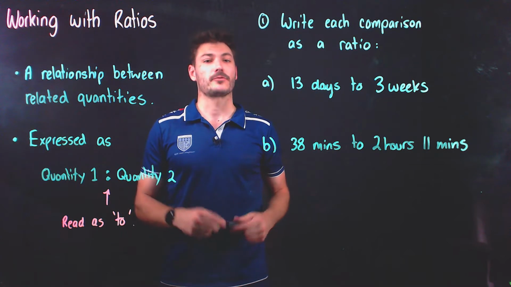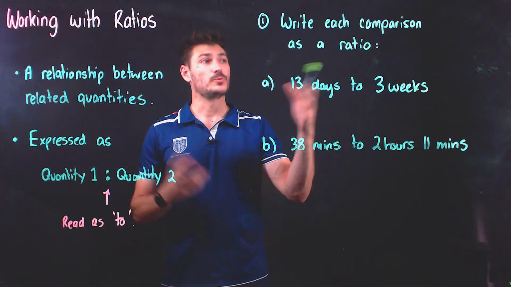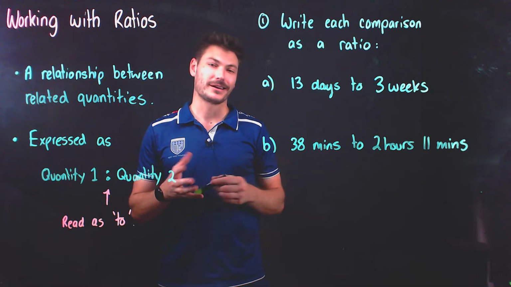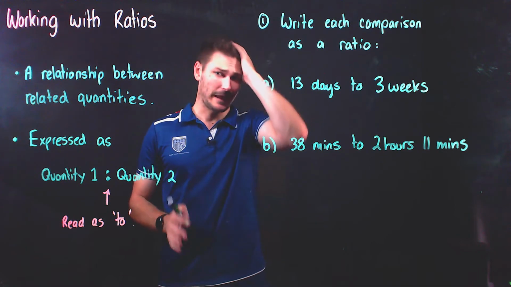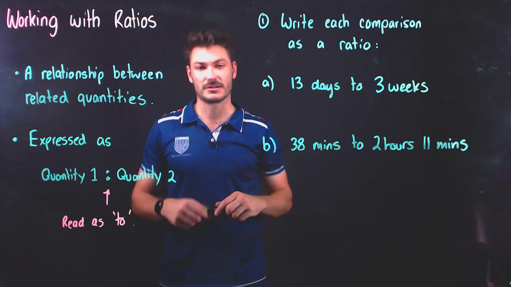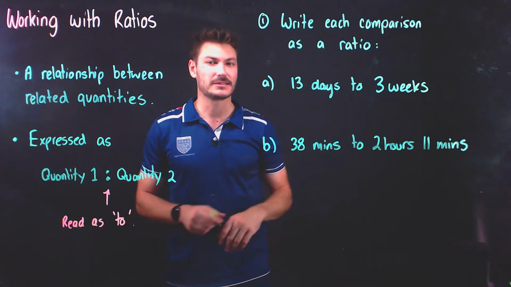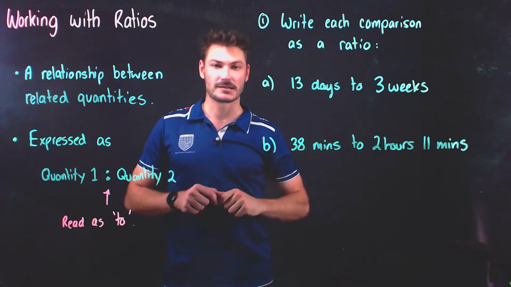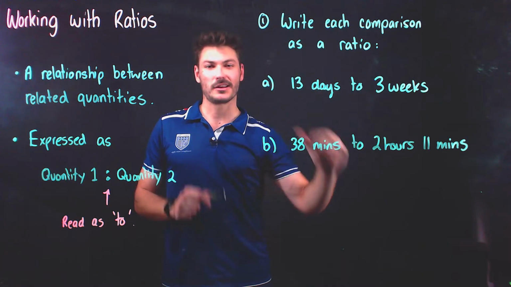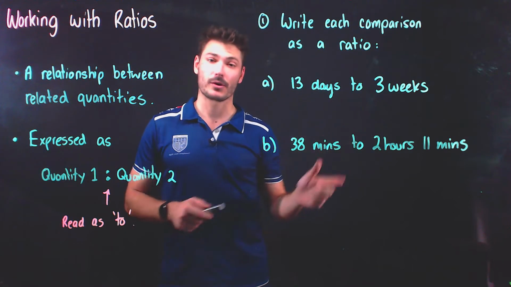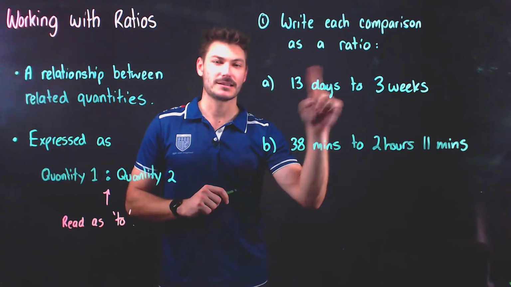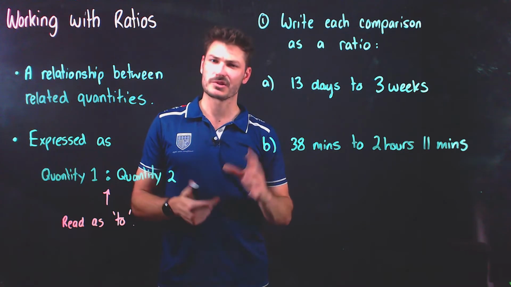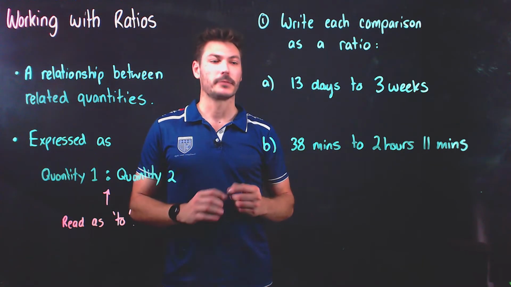So the first type of question is to write each comparison as a ratio. Now, in order for us to actually write it as a proper ratio, even though they can be between two different units, they should really be in the same units. So I'm going to take the weeks and turn it into days. The reason why I'm taking the weeks and turning them into days, rather than the other way around, is because if I put 13 days in weeks, it's not quite 2 weeks, it's 1 and a bit, and we get a decimal, which is gross. So we'd rather have whole numbers.